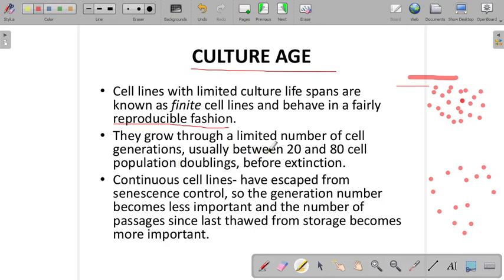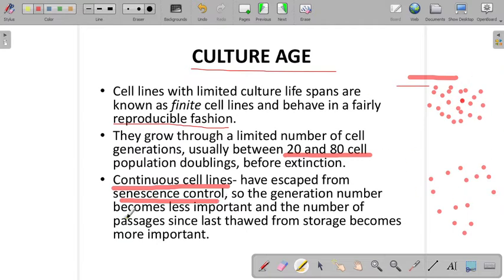And they grow through a limited number of cell generations, usually between 20 to 80 cell population doubling times before extinction, right? This is the common or average cell population doubling rate. If we talk in terms of continuous cell lines against these finite cell lines, they generally escaped from senescence control or apoptotic control, right?